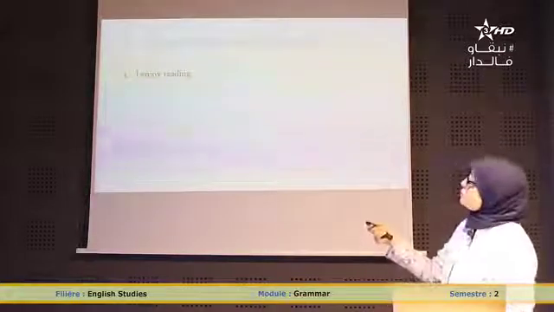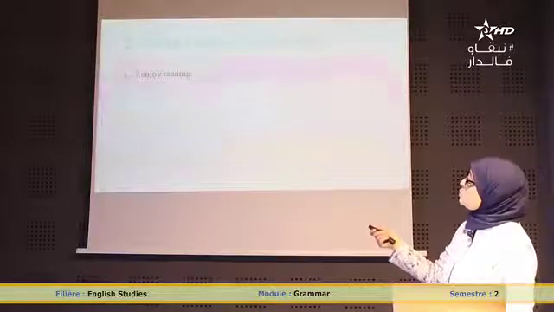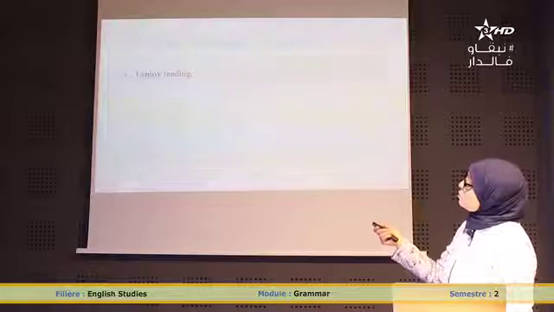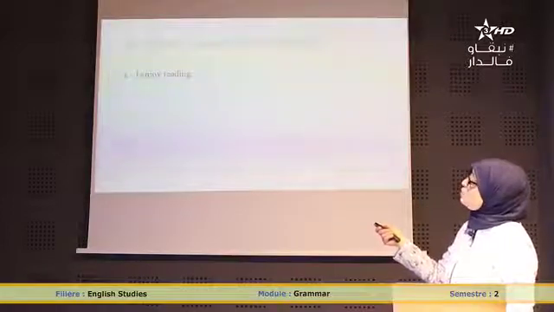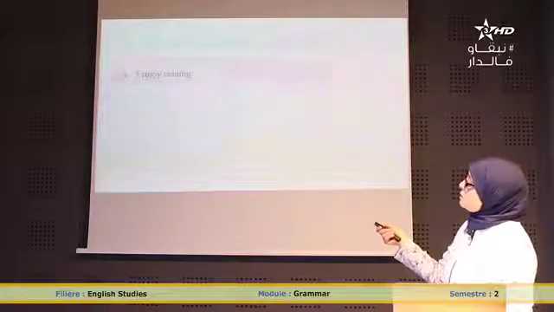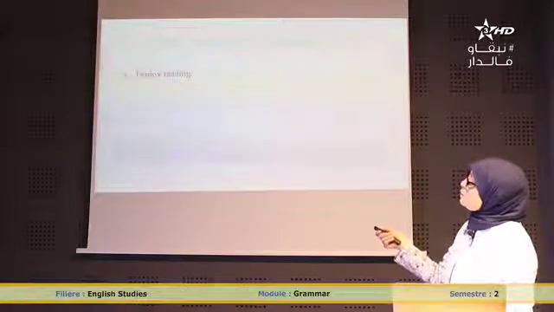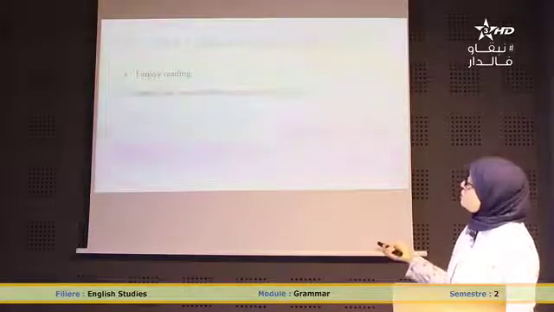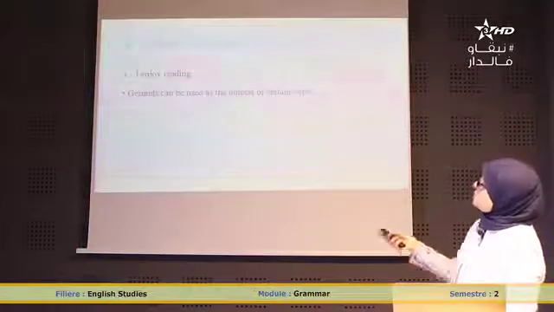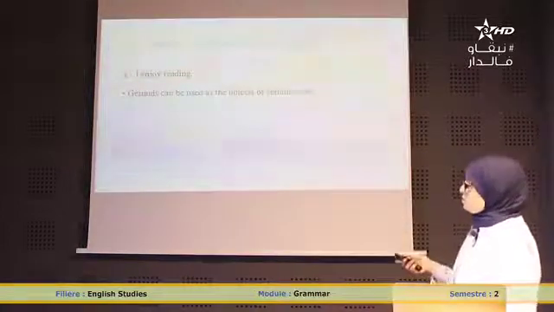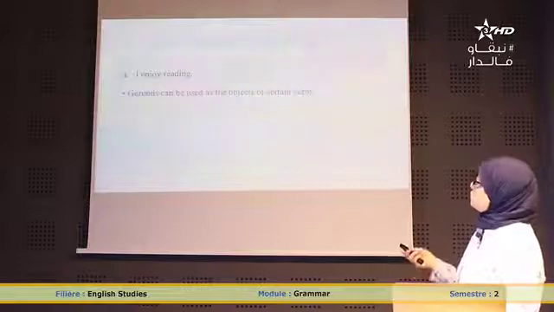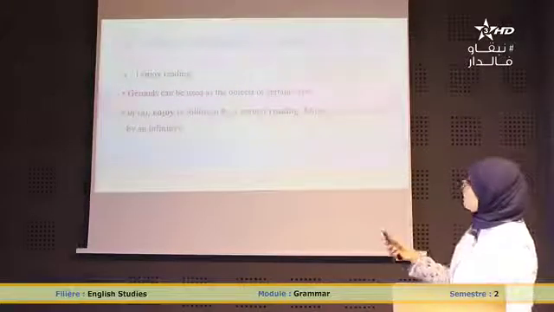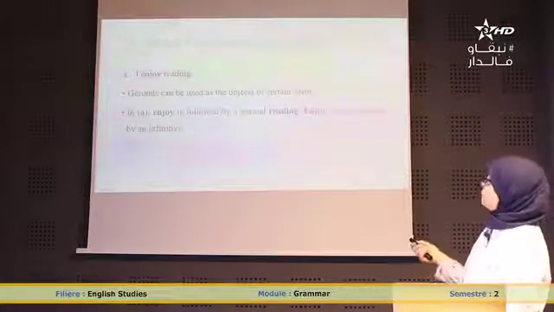So if we look at the sentence, we have the subject, we have the verb enjoy, and we have reading. So what determines the form of what we have here? What determines whether it is an infinitive or a gerund is the verb enjoy. The verb enjoy is one of the verbs that are followed by a gerund. So here we can have that gerunds can be used as objects of certain verbs, and in the example the verb enjoy is followed by a gerund, which is reading.